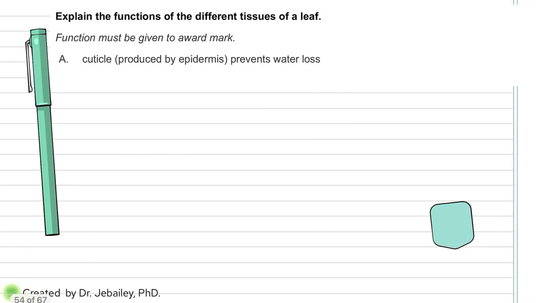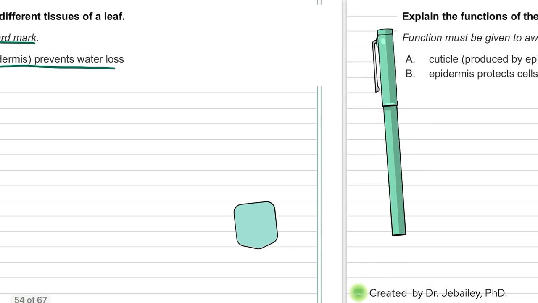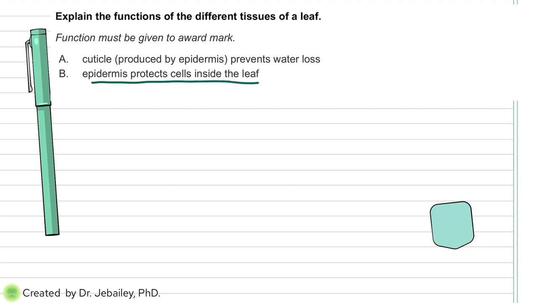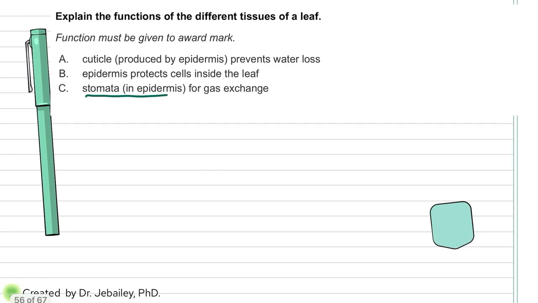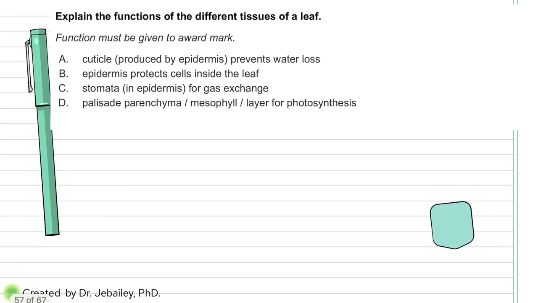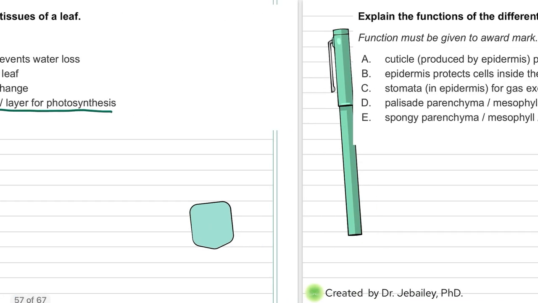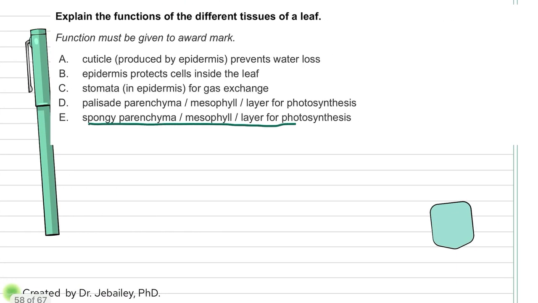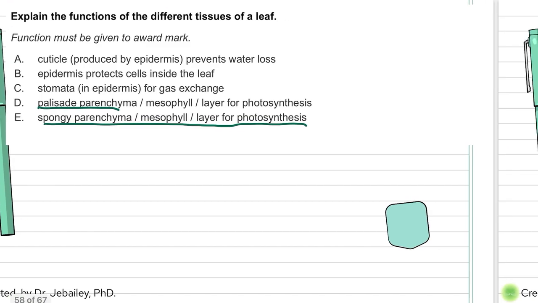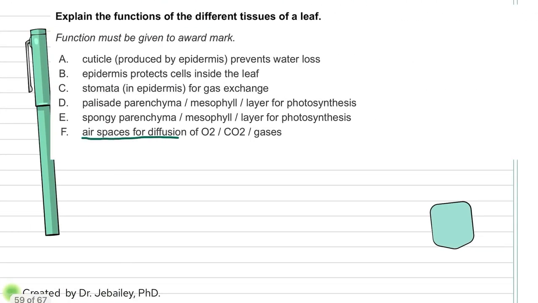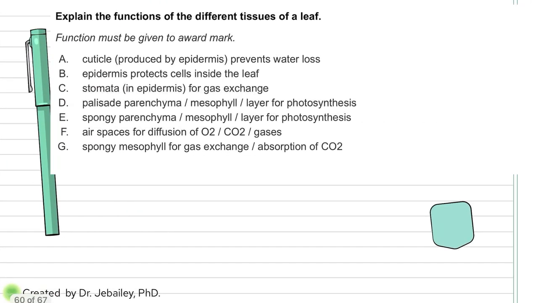Let's see what we have. Function must be given to get a mark. So cuticle prevents water loss. Epidermis protects the cell, like I mentioned. Stomata for gas exchange. Palisade layer for photosynthesis. Spongy layer for photosynthesis. Well, we do have some parts of the spongy cells that have chloroplast, but it's mainly in the palisade. Air spaces for diffusion. So here, for the spongy layer, we can say air spaces for diffusion of these two gases. Spongy for gas exchange, as mentioned.